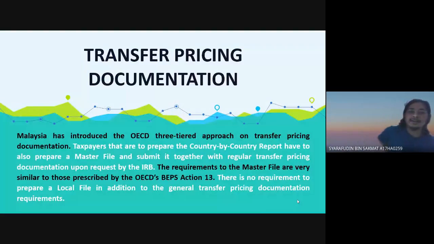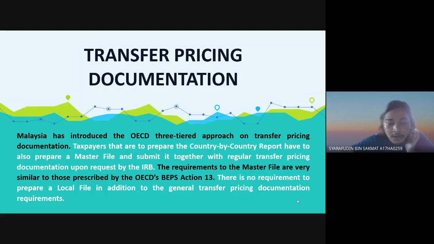All right, next is transfer pricing documentation. Malaysia uses the OECD three-tiered approach on transfer pricing documentation, which means three reports: master file, local file, and country by country report. Taxpayers who have to prepare the country by country report and master file must submit them together with regular transfer pricing documentation upon request by the IRB.